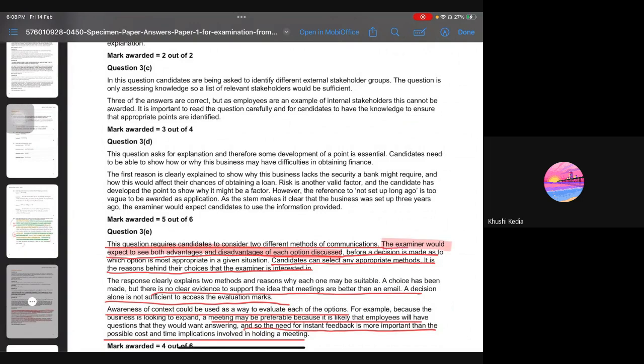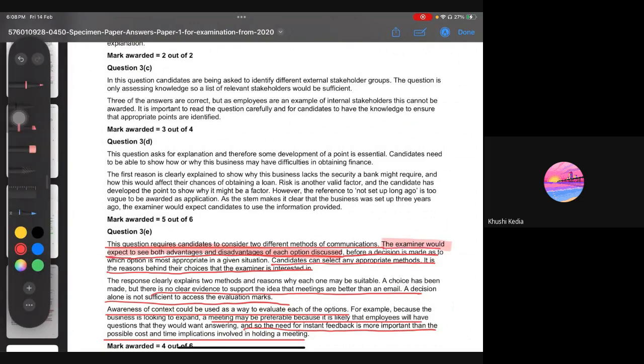The examiner would expect to see both advantages and disadvantages of each option discussed. This is the specimen paper answer file that I'm showing you, and this is what Cambridge is saying.